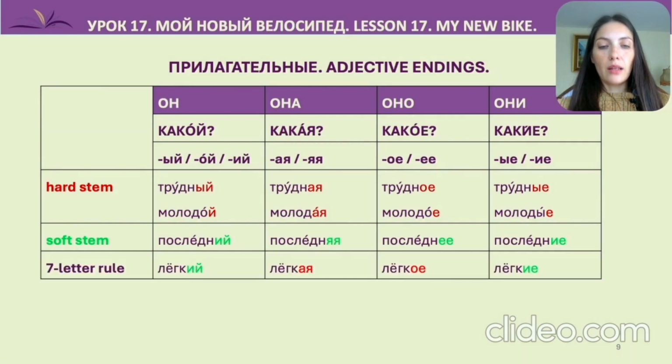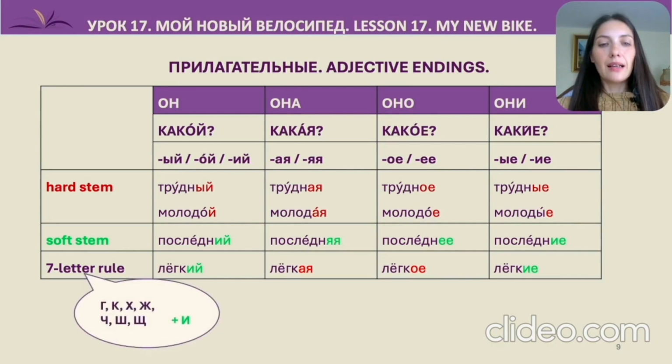The next one is a so-called 7-letter rule. It's not really a separate group of adjectives. You can say it's even a hard stem or soft stem group. It's just that there is a 7-letter rule. It's a golden rule that is not only working for adjectives, but for anything in the Russian language. What does it say? Do you remember that there are some 7 letters?